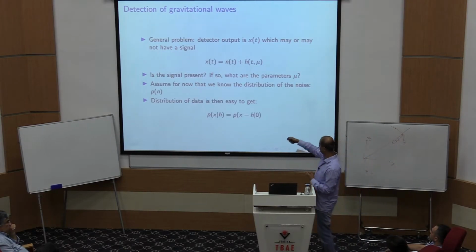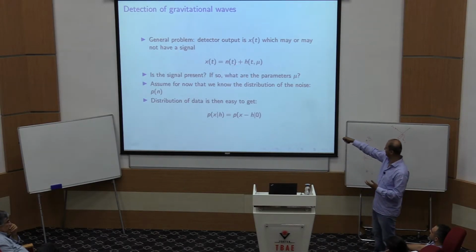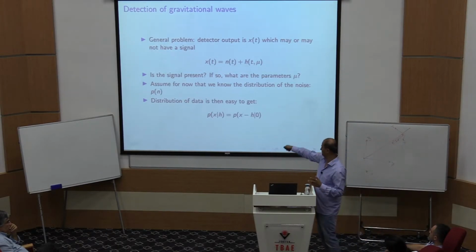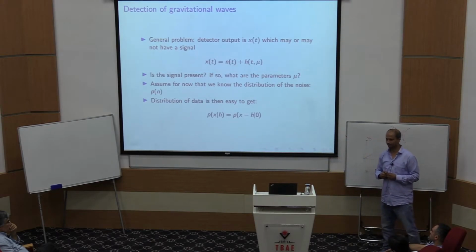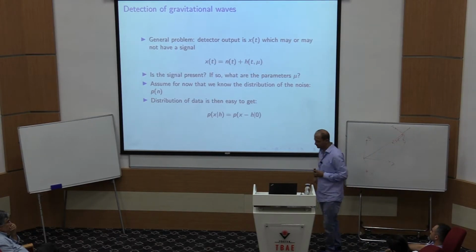Then the distribution for the data is also easy to get, because if you do x minus h, you get the noise, right? So the distribution of the data given the signal is the same as the distribution of x minus h given noise. Okay? So this is the first thing to keep in mind.